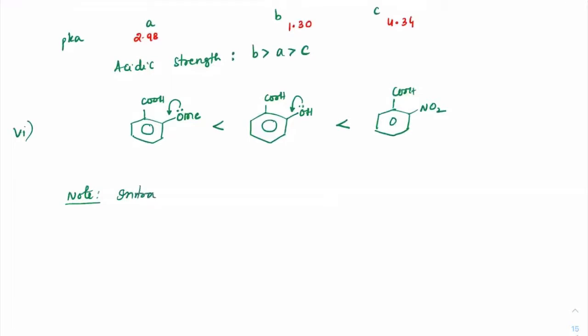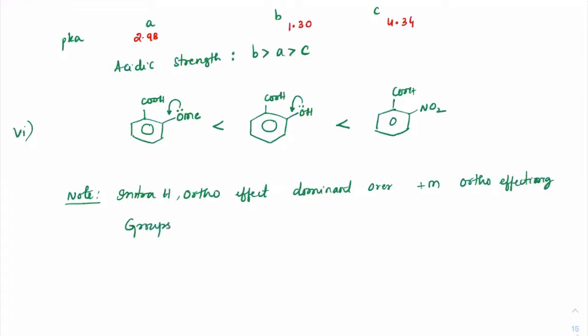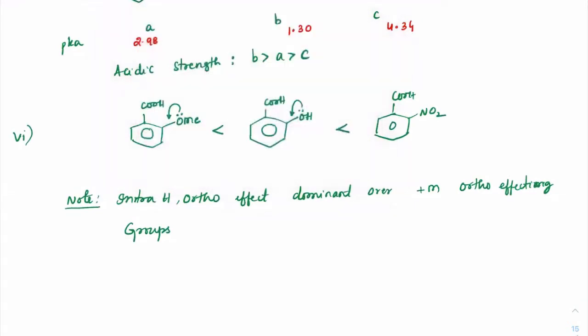Intra H, ortho effect dominant over plus M, ortho affecting groups. This is one thing I would suggest: just remember how OMe, OH and NO2 are related at the ortho position. We can check with their pK values, which are around 4.09, 2.98 and 2.17.